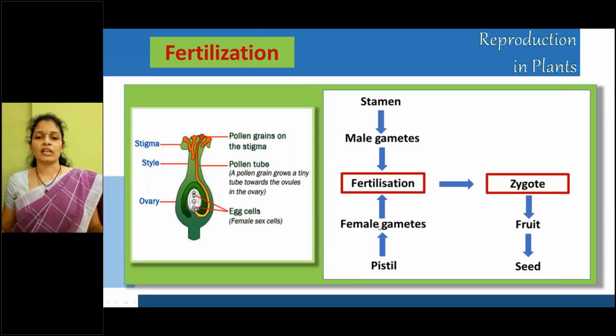That means once the female gametes and male gametes fuse together, that process is called fertilization. What is that process called? Fertilization. Where does it happen? It happens in the ovary. And after the fertilization, the zygote is formed, and from the zygote, fruit is formed, and from the fruit, we'll get the seeds. Now let us see in our next slide how the fruits are formed.